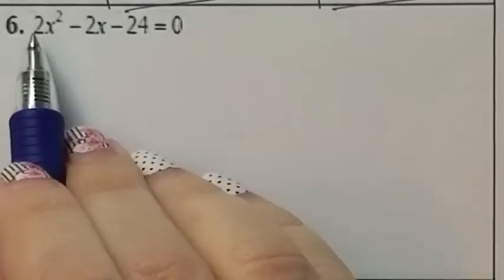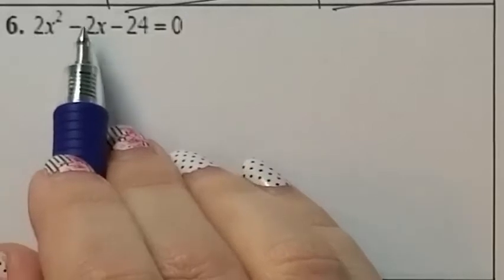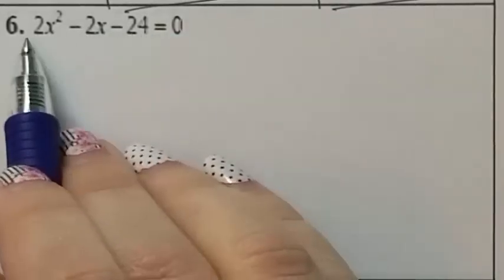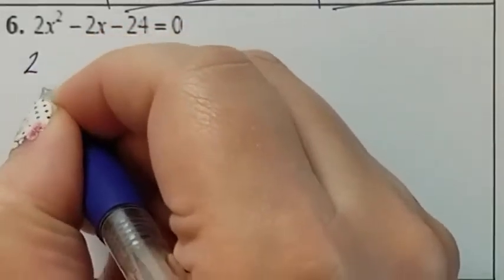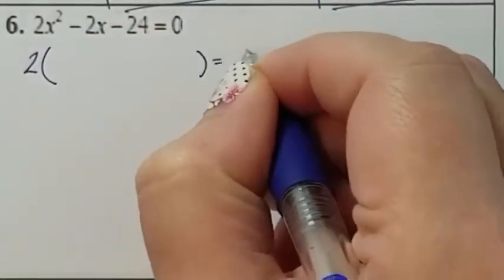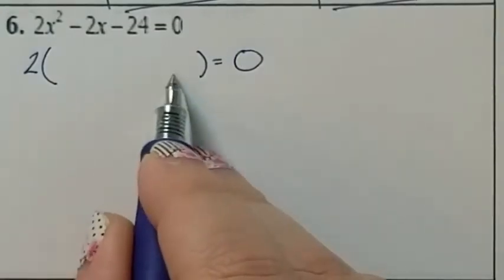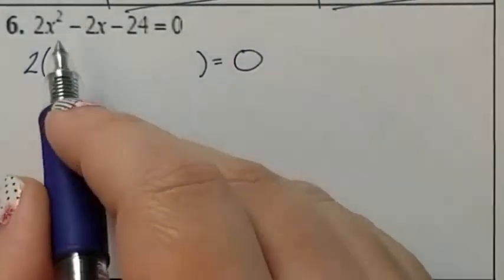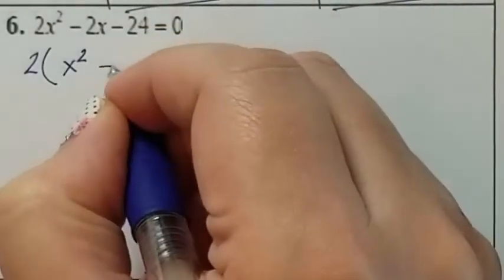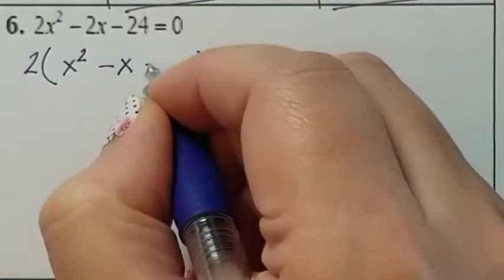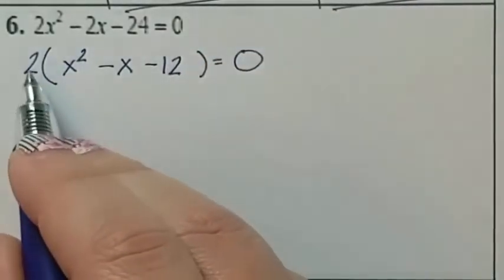up to b. Very first thing I notice though, 2, 2, 24. These can all be divided by 2. So I have a GCF of 2. So I'm going to go ahead and factor 2 out of the entire problem and see if I can get a simplified trinomial. So dividing by 2, I get x squared. Dividing by 2, I get a negative x. Dividing by 2, I get a minus 12.